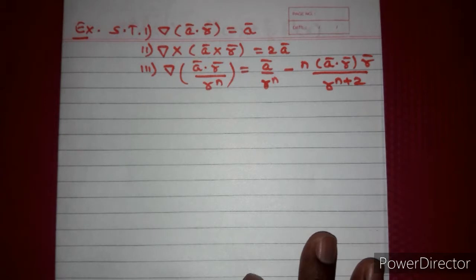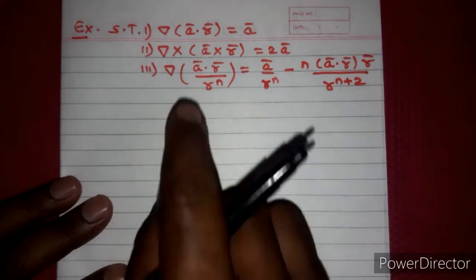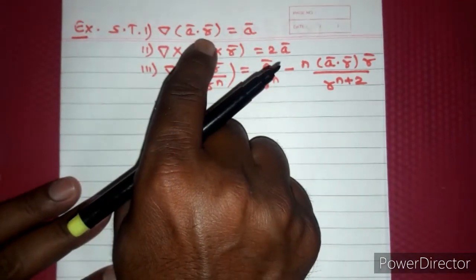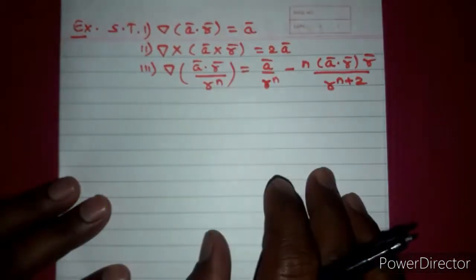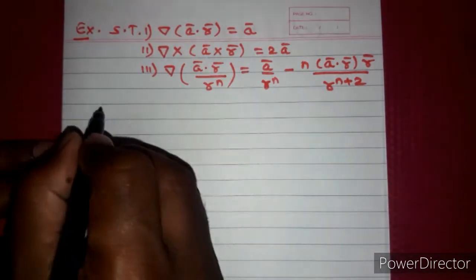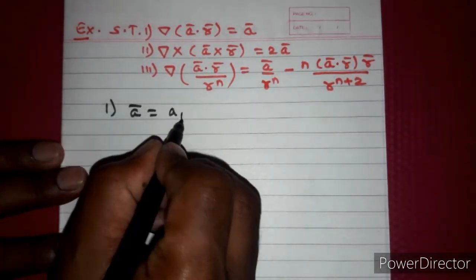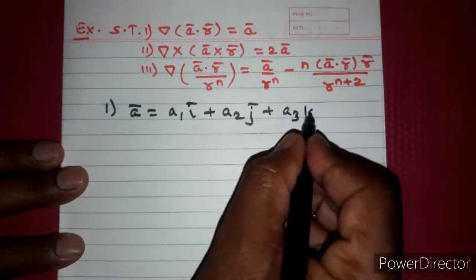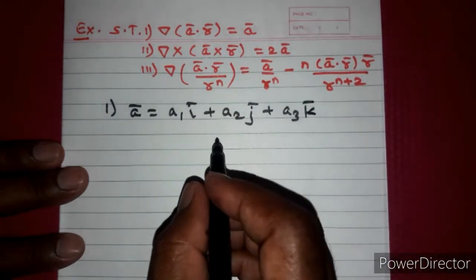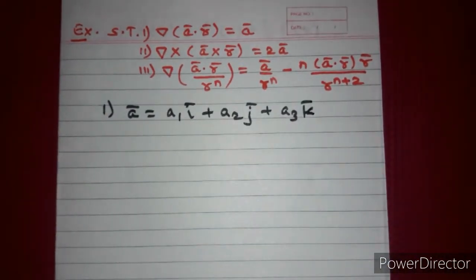So here we will solve some vector identities. The first identity we are going to solve is del of a bar dot r bar is equal to a bar. Here a bar is a constant vector, so it is a1 i bar plus a2 j bar plus a3 k bar, written component-wise.